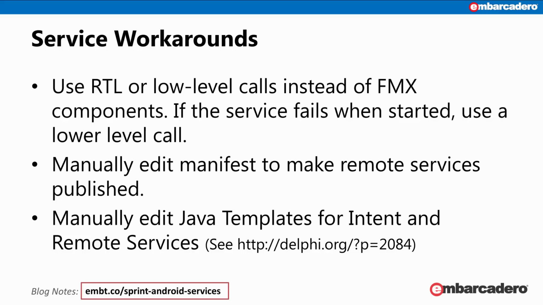So I mentioned some of these already. You want to make sure you're using RTL or low-level calls instead of FireMonkey components. If the service fails when started, use your lower-level calls. Sometimes just including that unit, if that unit has links to UI elements, if it tries to instantiate an activity or access an activity, you'll fail. You need to manually edit to make services remote, and you can find the workarounds for the Java templates there at that blog post. And it includes a download that you can download and replace those templates as well.